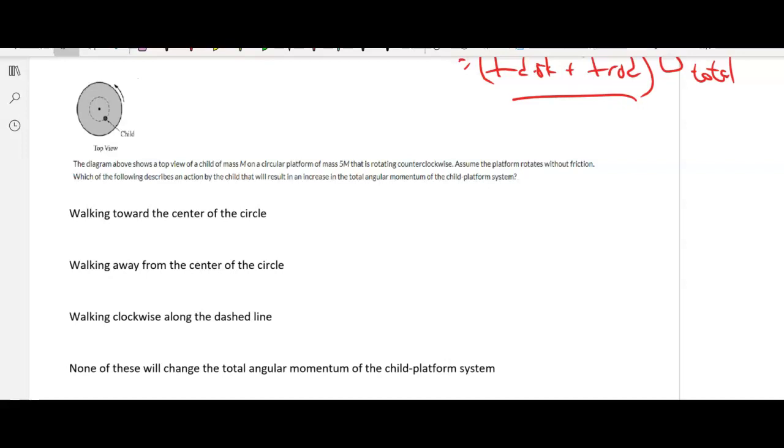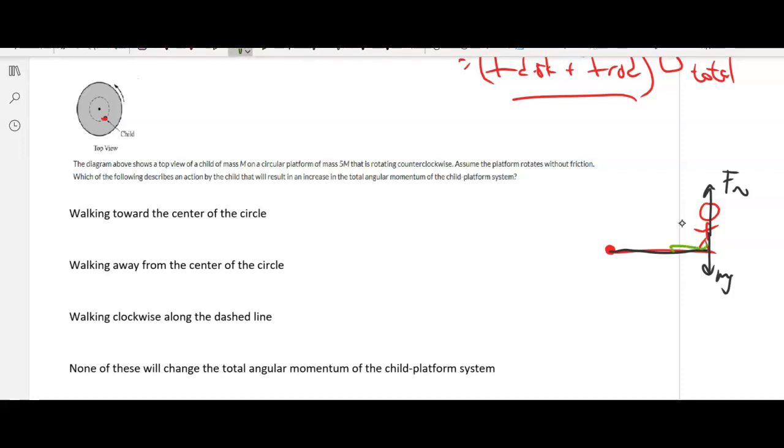Well, let's talk about forces. Okay, so here's the center of the circle, and let's say the child's right here. So let's look first if they walk towards the center. Well, the first ones, I know I have gravity and normal force. Those would cancel each other out. There is an r, and those are perpendicular, but they would cancel each other out, so those don't create a torque. Then what else do we have going on?